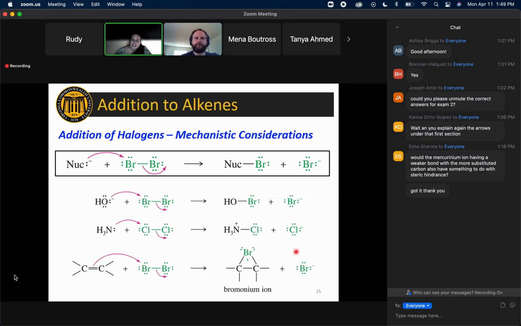Now, as you can imagine, we've also generated this really good nucleophile, Br minus. And so the lone pairs on this Br minus can go in and attack our now electrophilic carbon and break our new carbon-bromine bond and create an anti-addition product of bromine across that double bond.